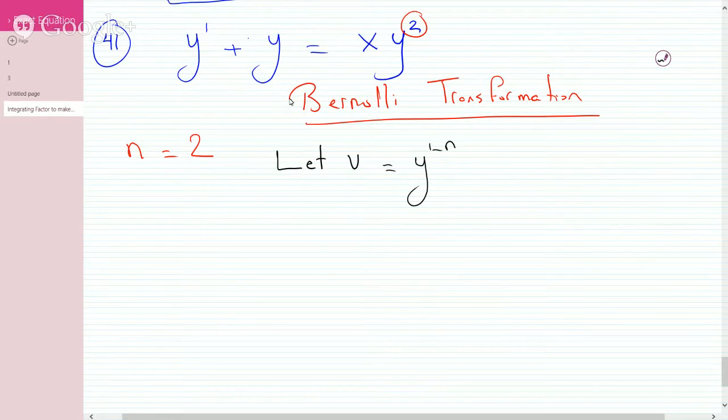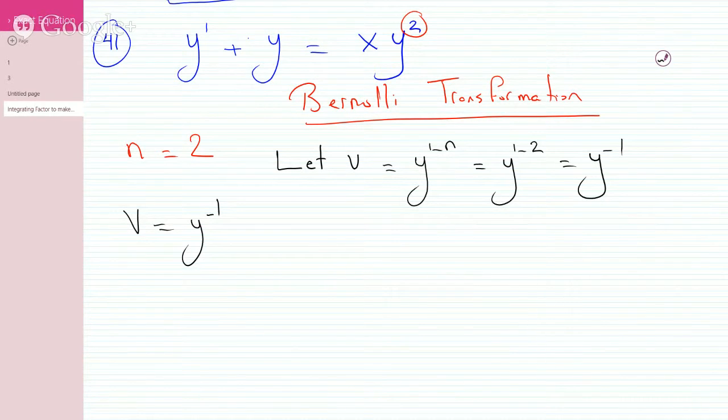Right? Am I correct? Let's verify that. Okay. So that means this is equal y. n is 2. 1 minus 2. So this is y to the minus 1. So v is equal y to the minus 1. Okay. And now we will make the transformation in the differential equation. So we will replace y with y to the minus 1, except we also need y prime. So we will go and we will differentiate this.